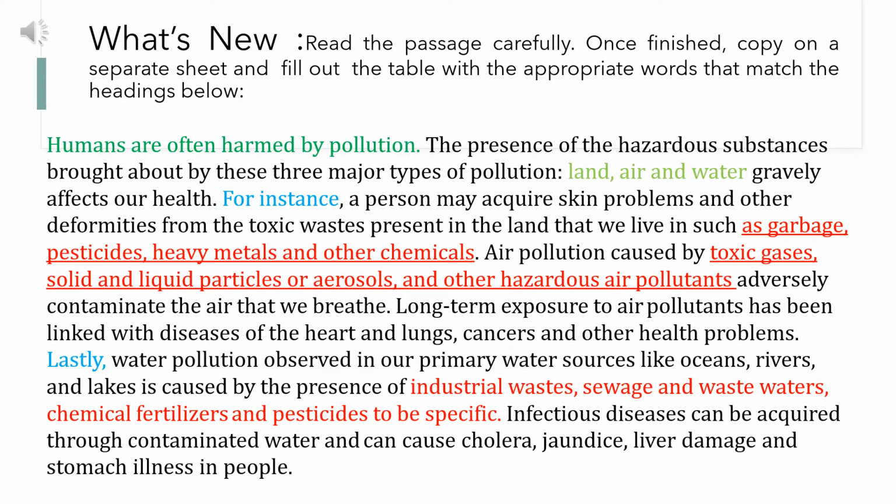What's new? Read the passage carefully. Once finished, copy on a separate sheet and fill out the table with appropriate words that match the headings below. Humans are often harmed by pollution. The presence of the hazardous substances brought about by these three major types of pollution, land, air, and water, gravely affects our health. For instance, a person may acquire skin problems and other deformities from the toxic waste present in the land that we live in, such as garbage, pesticides, heavy metals, and other chemicals.